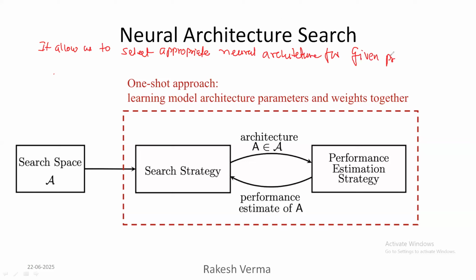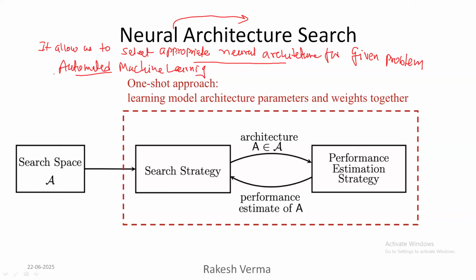Given a problem, that means manually we do not need to select a respective neural architecture. On the basis of a problem, this neural architecture search, the name is neural architecture search, comes under the category of automated machine learning. So in this, it is able to select an appropriate neural architecture for a given problem. So whatever you see, this is the architecture. Search space we have given.